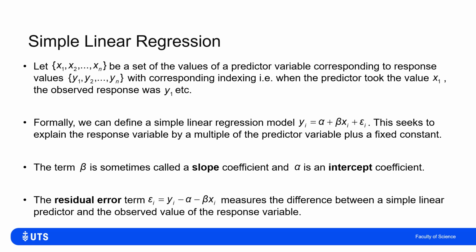The other term to note here is the residual error term, which just says that if I believed the straight line, alpha plus beta times x, what's the difference between what that simple straight line model would say and what I actually observed, which would be yi. So epsilon i is just the difference between the observation yi and what this model would say, which is alpha plus beta xi.